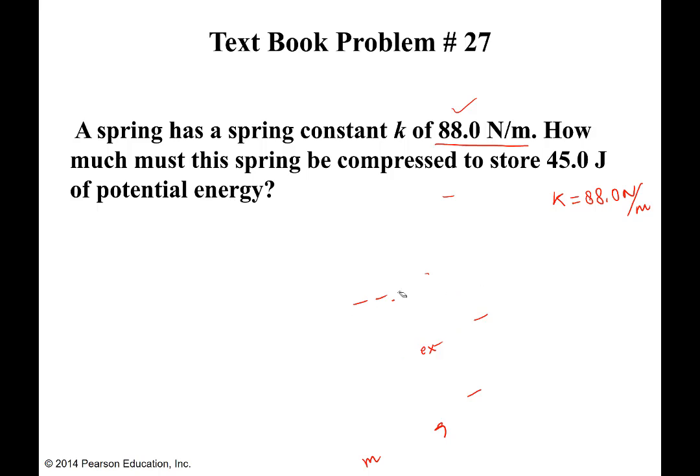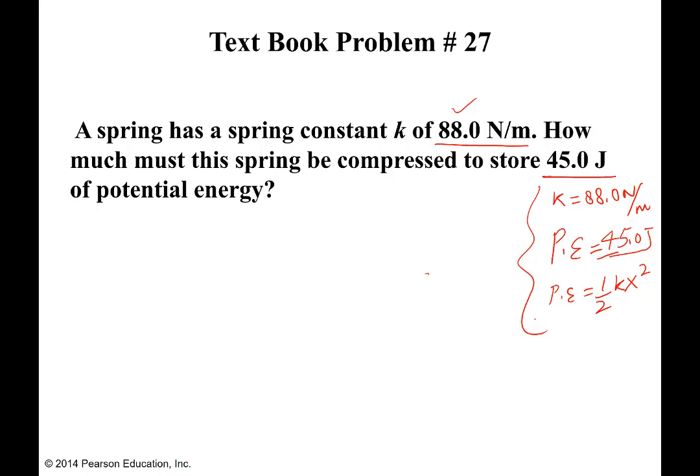So the spring constant is given, and we have been given work done. If you look at the units, 45 joules. So how much must the spring be compressed to store 45 joules of potential energy? So potential energy is given, and it is equivalent to 45.0 joules.